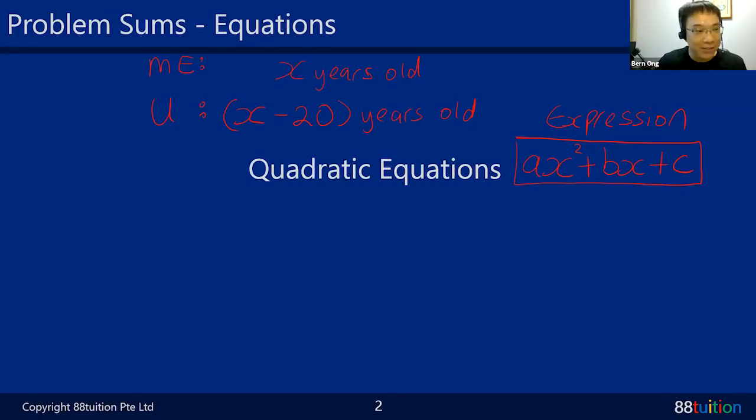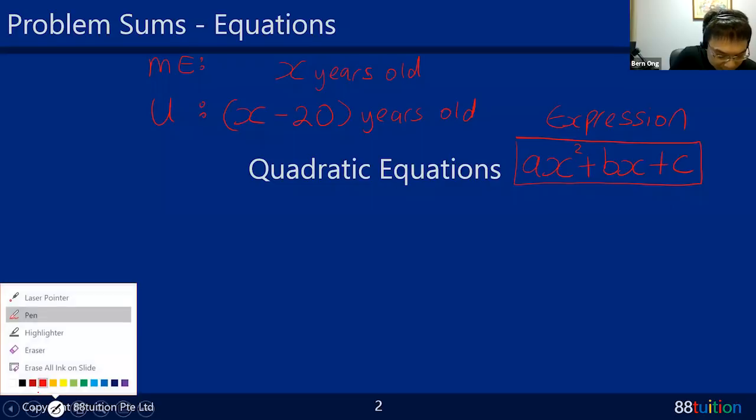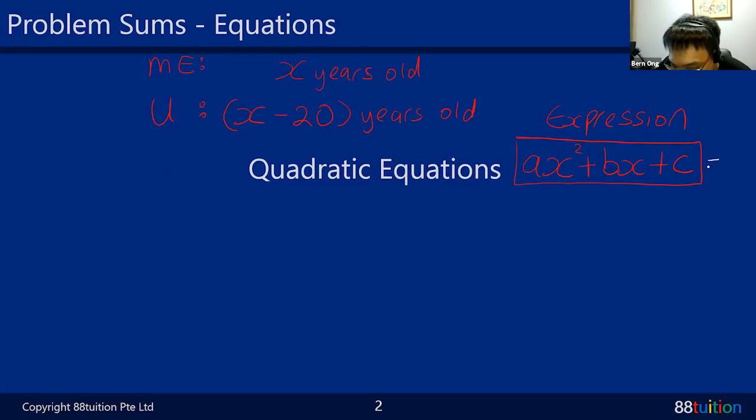So what happens here? What is an equation? An equation must have this extra thing: an equal to 0. So ax squared plus bx plus c, that one, nothing, is called an expression. But if you put in the equal to 0, bam, it becomes an equation already. So an equation is something like this, whereby they say I am x years old, you are x minus 20 years old.